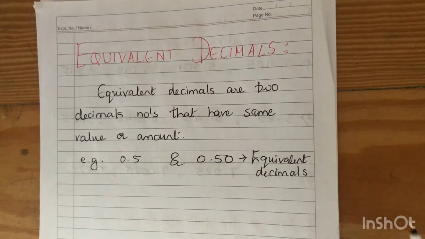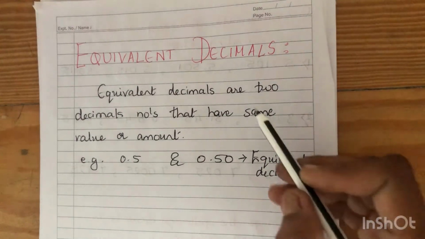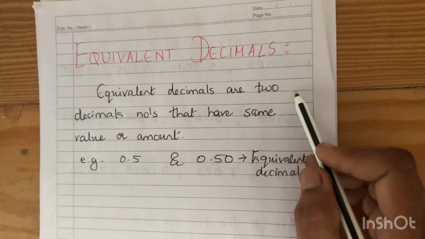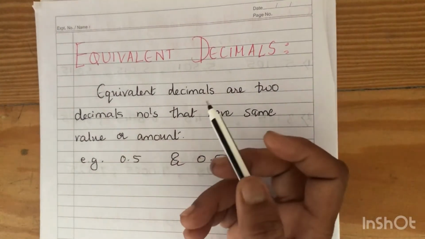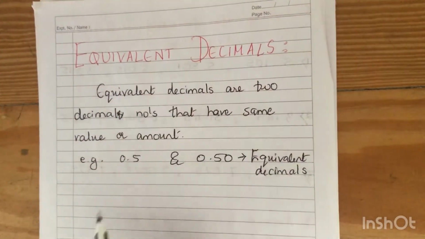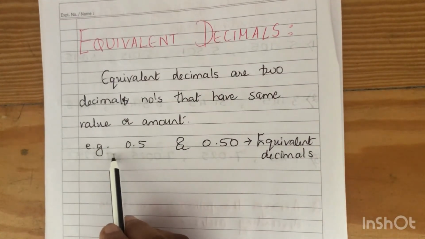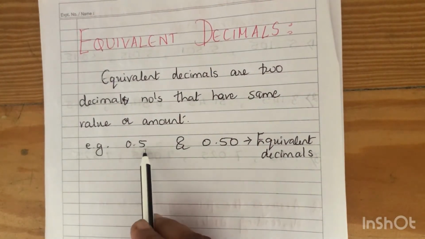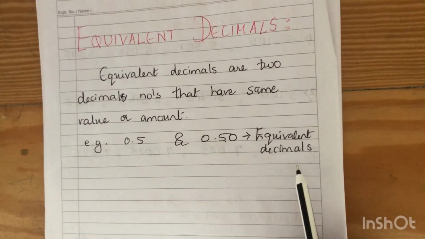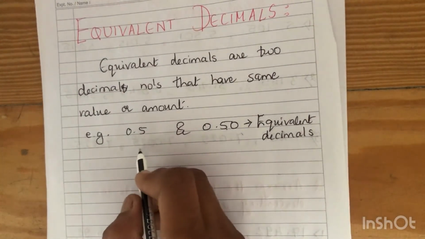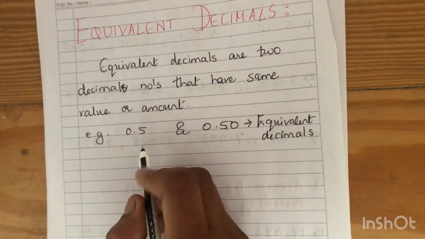Now let us see equivalent decimals. Equivalent decimals are 2 decimal numbers that have the same value or the amount. Here you can see I have given 0.5 and 0.50. They are equivalent decimals. Now as you know, they have the equal amount.